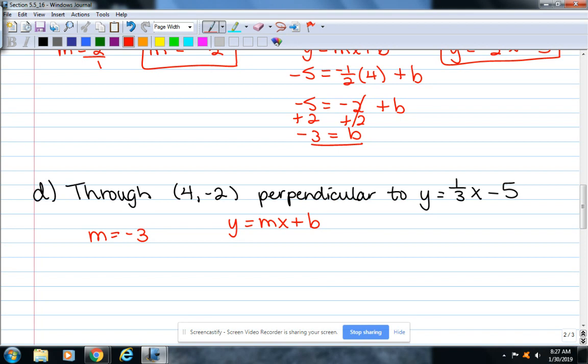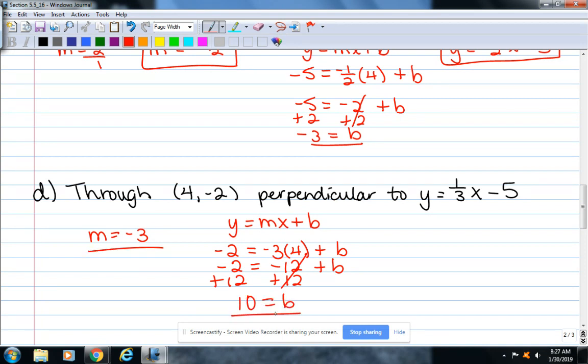What goes in for y? What goes in for m? x plus b. And what is -3 times 4? -2 equals -12 plus b. And then what? Add 12 to either side. What's -2 plus 12? 10. So I've got m and b. What's my equation of this perpendicular line?